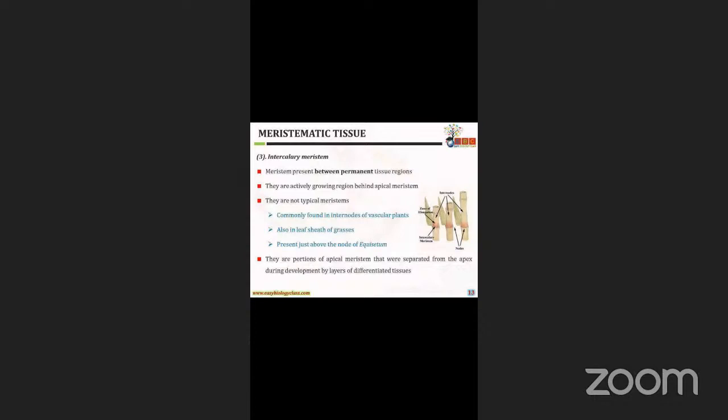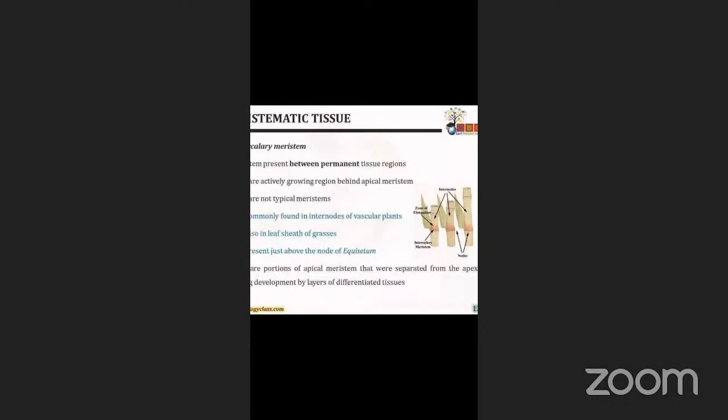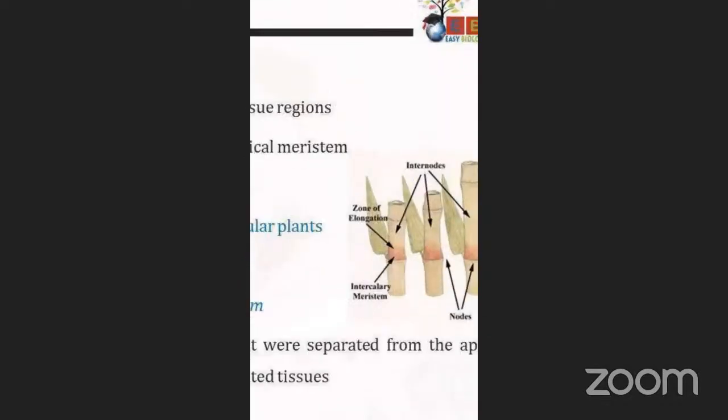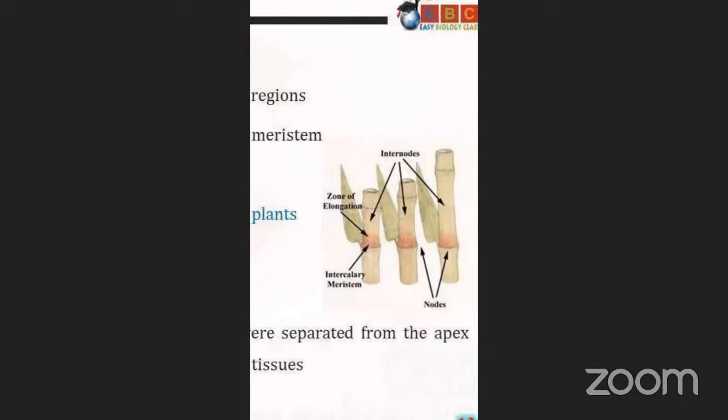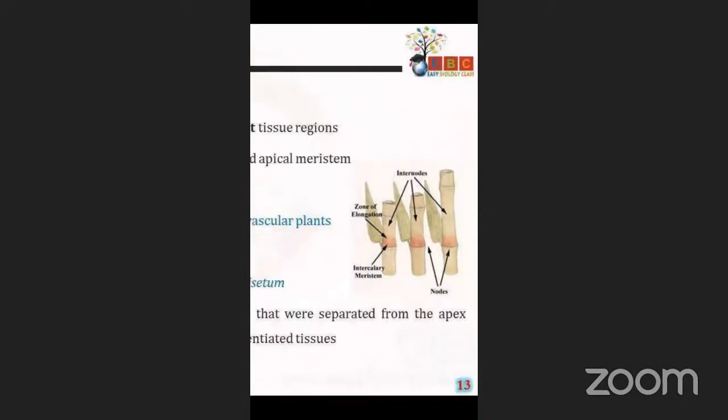Okay, see here the diagram shows nodes and internodes. The increase in the length of nodes and internodes is the main function of intercalary meristems. That is the zone of elongation. This is the main function of intercalary meristem.